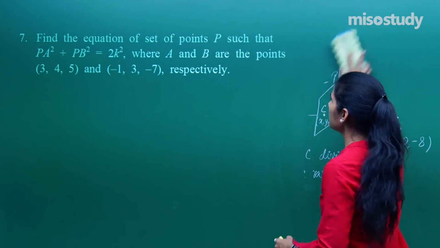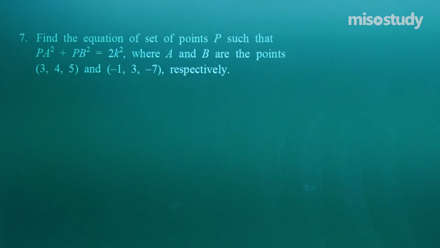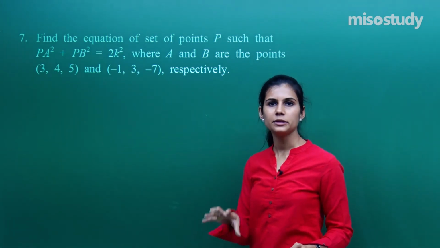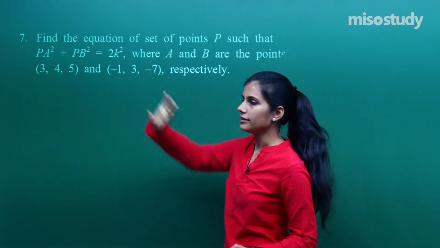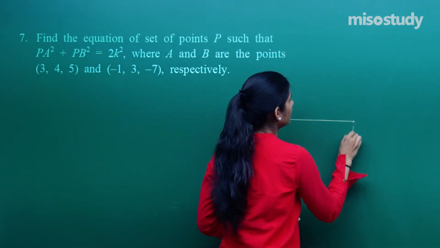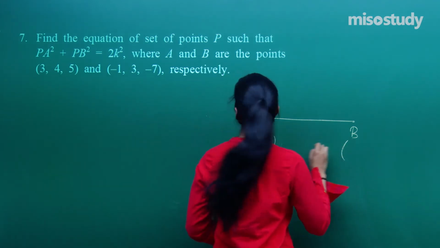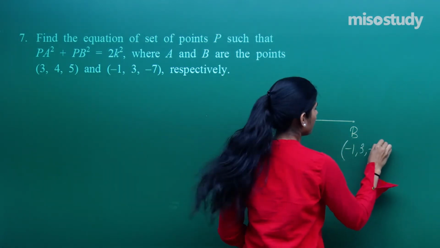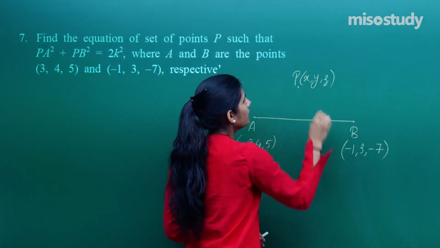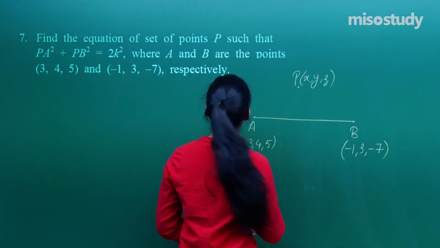Moving to the next question, we have: find the equation of the set of points P such that PA square plus PB square is 2K square, wherein A and B are these points respectively. So A and B are given to me. I have to find all such x, y, z represented by P such that they satisfy this equation. A is 3, 4, 5 and B is -1, 3, -7. I have to find all such points x, y, z such that PA square plus PB square is 2K square.